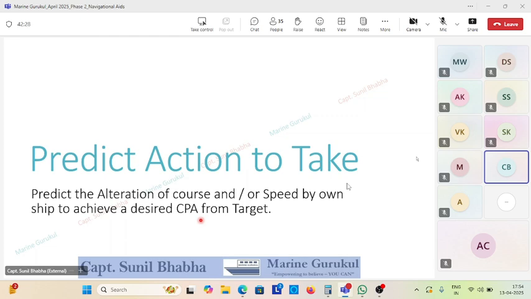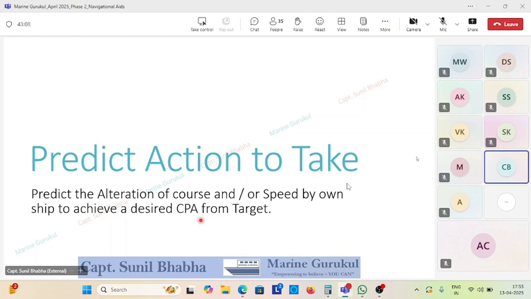We need to find out that to obtain a desired result, such as a desired CPA, closest point of approach range, what action has to be taken. The action could be alteration of course, or variation in the speed. What has to be done by the own ship so that we are able to maintain the required CPA? Or in case you have a collision or a close quarter situation, how should we avoid that close quarter situation? What should be our action?